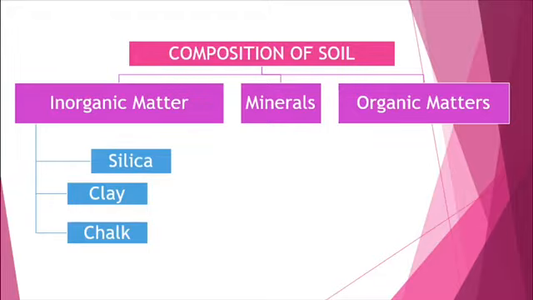Organic matter, that means the matter which is rich in humus, and that is the dead remains of plants and animals, and it helps to retain moisture and to draw nutrients from the soil, and it is rich where the forest cover is more.